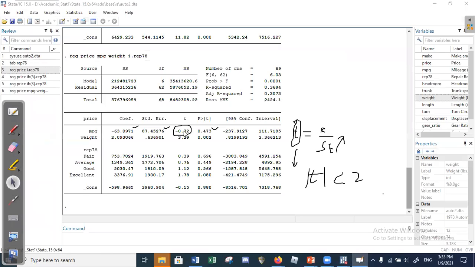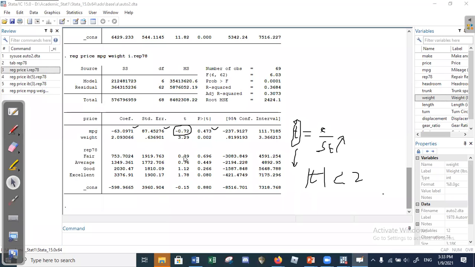If you are sure that this insignificant T ratio corresponding to MPG is not because of the problem of multicollinearity, then you can say, okay, I was expecting a significant effect, but according to my analysis, it is not.